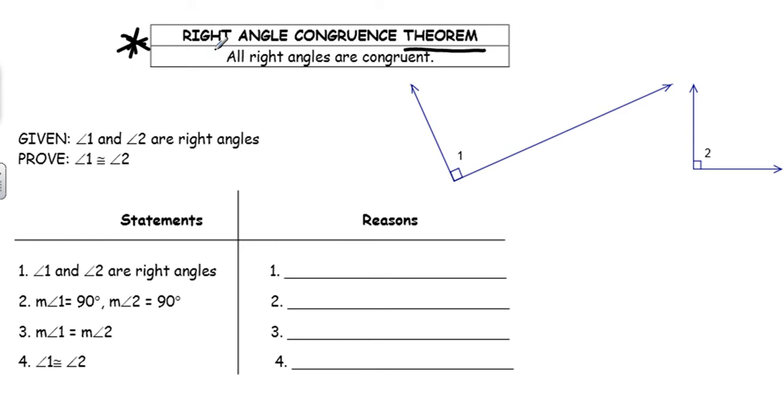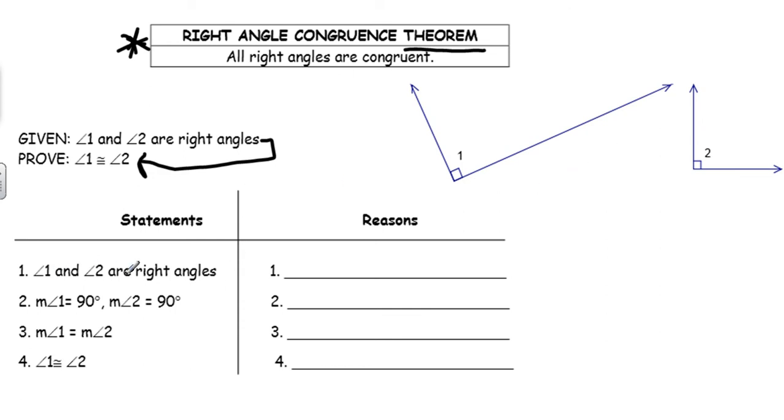And then in the future, you can just stop. You can skip steps and go from this step to this step without any steps in between, because we're going to prove it right now. So the given is that angle 1 and 2 are right angles. And we're trying to prove that angle 1 is congruent to angle 2. Well, that's pretty obvious. It seems like a no-duh kind of thing, but we are just going to do the proof.